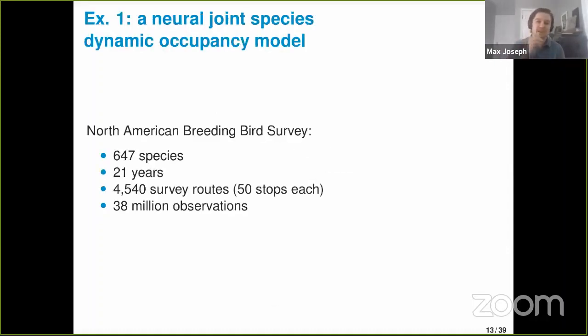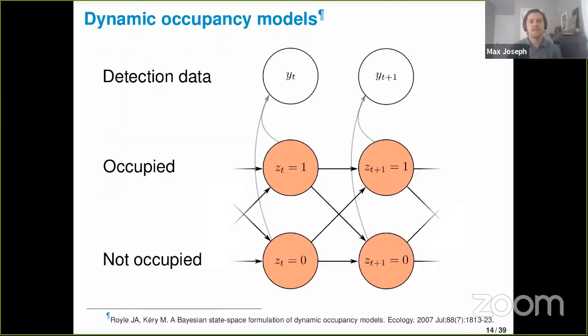So as a first example, I'll describe a neural joint species dynamic occupancy model. This uses data from the North American Breeding Bird Survey. There's 647 species across 21 years, and in total, the data set consists of around 38 million detection, non-detection observations. In general, dynamic occupancy models track the time evolution of occupancy states. And the processes that we care about are extinction, transitioning from an occupied state to a non-occupied state, and colonization, transitioning from a not occupied state to an occupied state. And here the states are imperfectly observed. All we get are detection data that are subject to false absences.